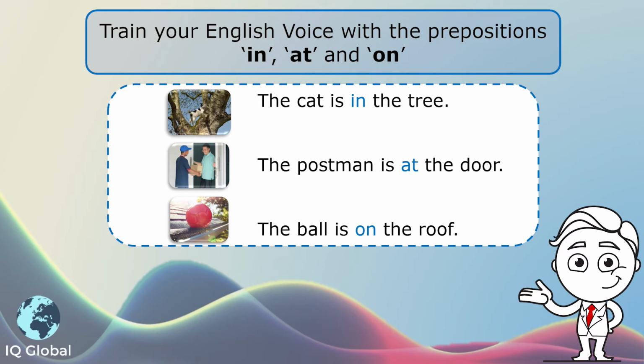Sentence 3. The ball is on the roof. The ball is the object. Where is the ball? It's on the roof. Now we know the object's position.